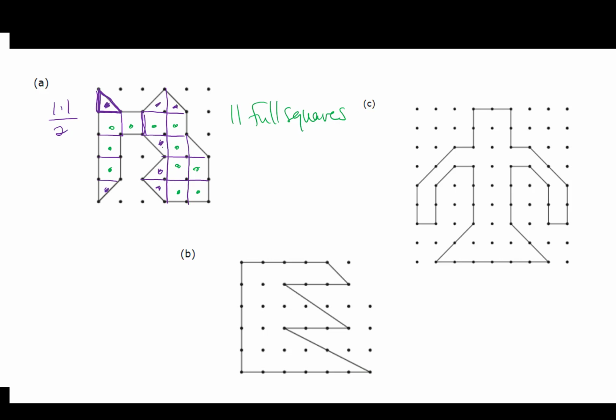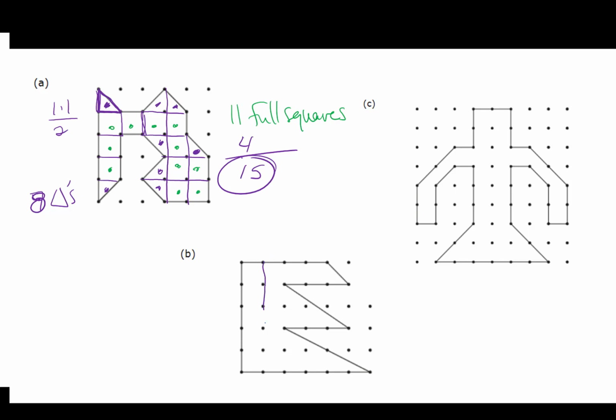We have 1, 2, 3, 4, 5, 6, 7 triangles. Oh, it's not 7 triangles. I forgot one right here. So that's 8. So 8 times 0.5 is 4, and that gives us a total of 15 for this first shape.